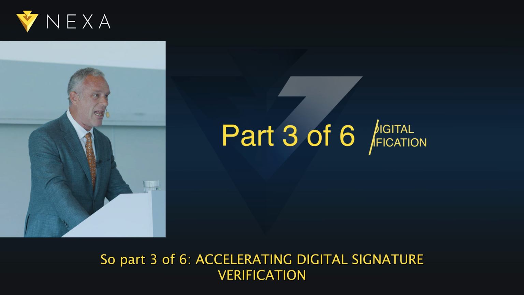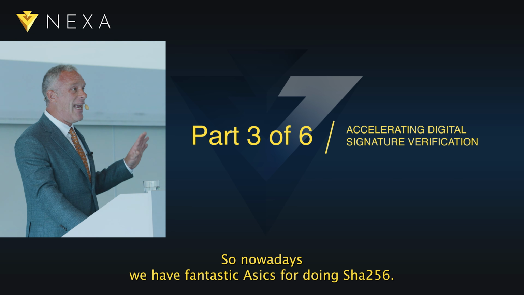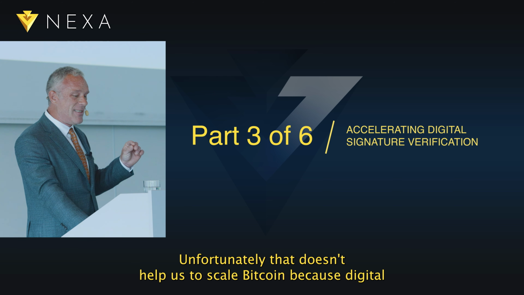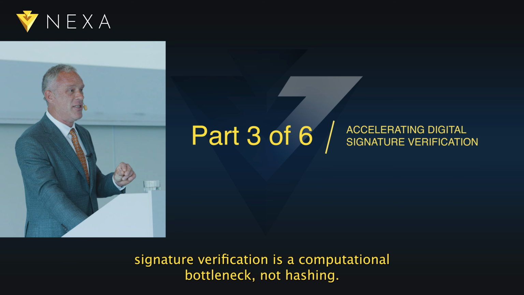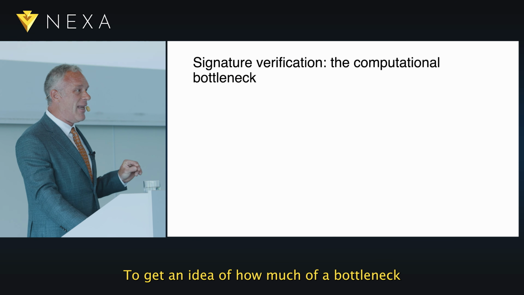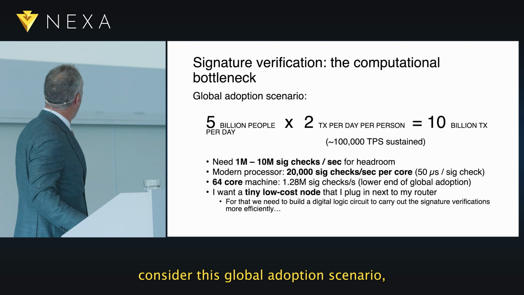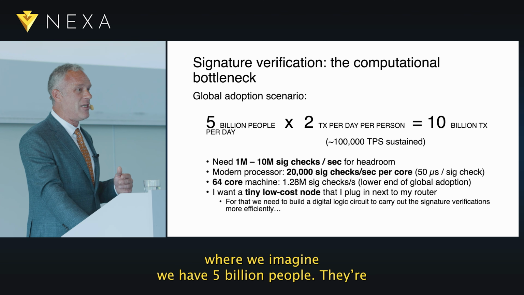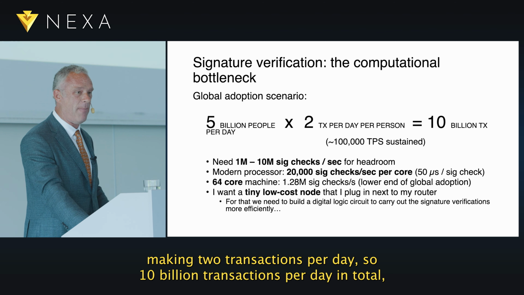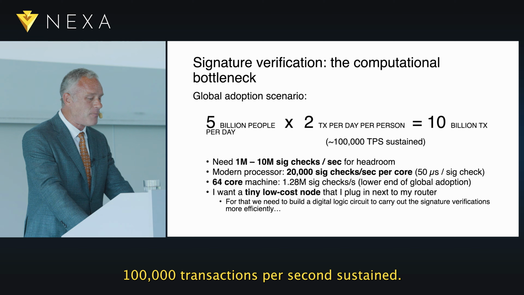So, part 3 of 6: accelerating digital signature verification. Nowadays we have fantastic ASICs for doing SHA-256. Unfortunately, that doesn't help us to scale Bitcoin because digital signature verification is the computational bottleneck, not hashing. To get an idea of how much of a bottleneck it is, we're going to consider this global adoption scenario where we imagine we have 5 billion people. They're making 2 transactions per day, so 10 billion transactions per day in total, for about 100,000 transactions per second sustained.